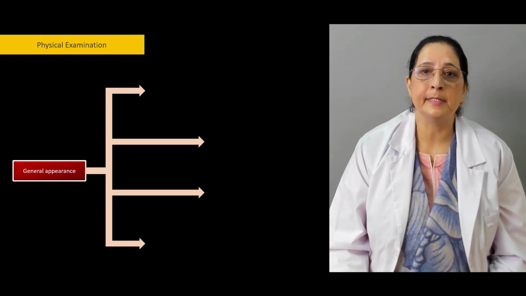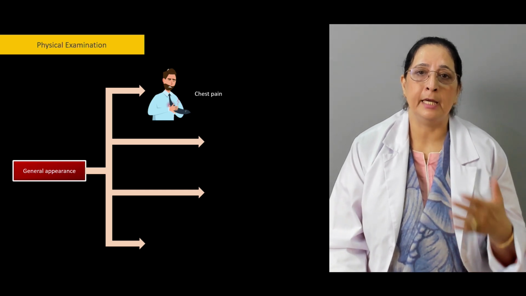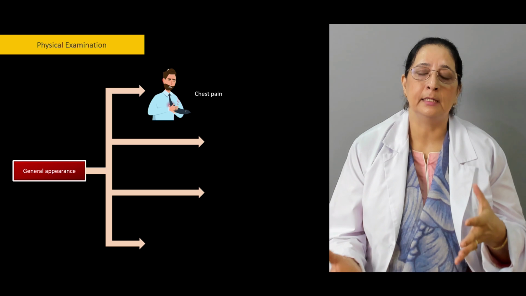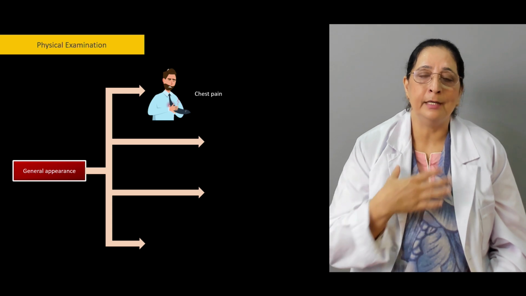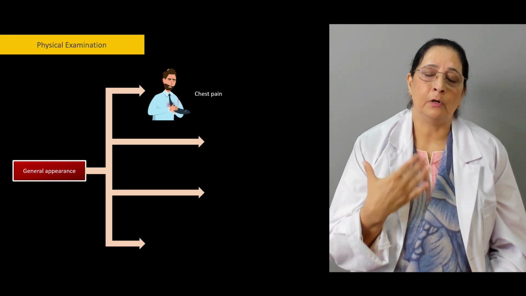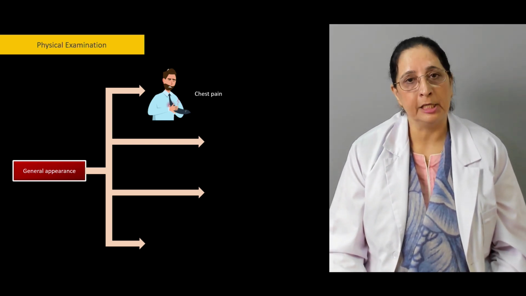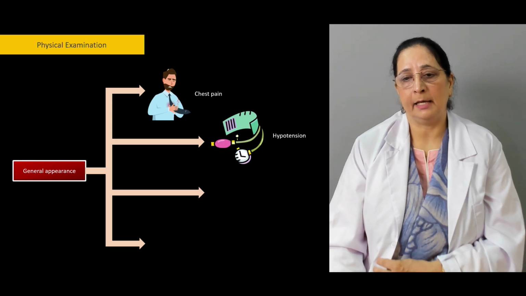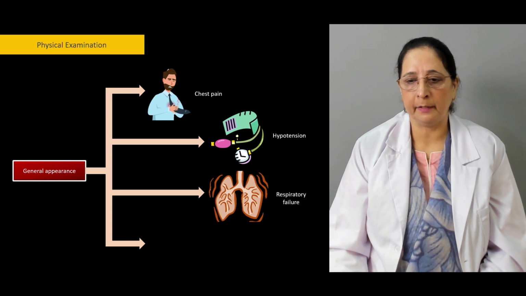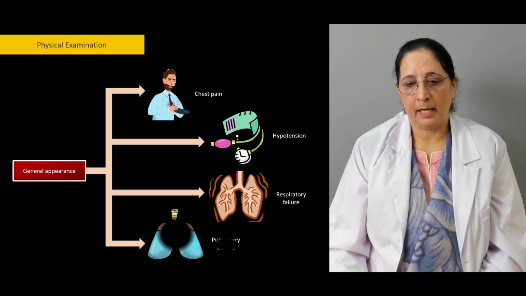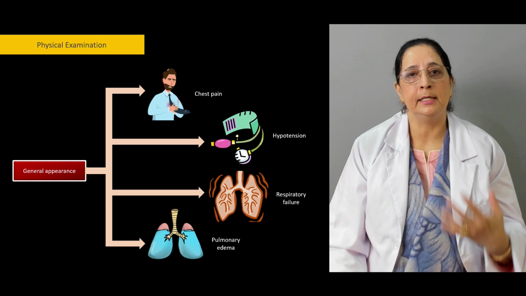So general appearance of the patient, chest pain, if they are complaining of chest pain, in the general physical exam, you look for if they have the hand on the chest or if they are leaning forward so they can feel better. So all these, just observe the condition of the patient. If they have chest pain, hypotension, respiratory failure, and also pulmonary edema. So we go for all these findings.